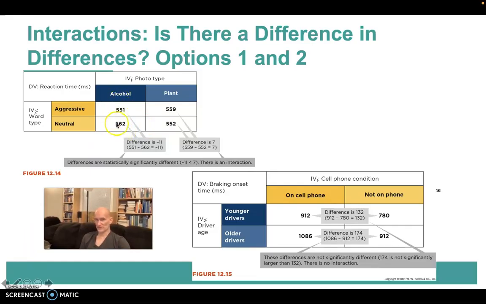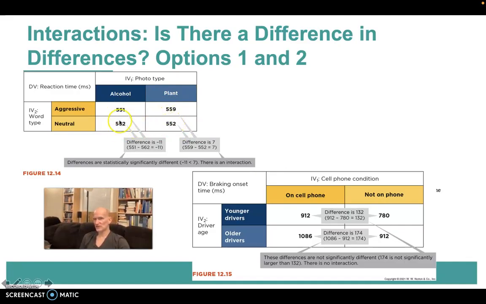So for instance, this difference is 551 minus 562. That's minus 11. And the difference between this one, that's 559 minus 552, that's 7. Of course, researchers have to statistically test for the significance of that, and in this study, that was statistically significant. So that's how you can spot an interaction in a table like this, where you see mean findings per cell.